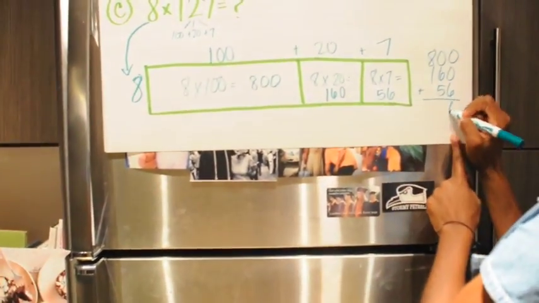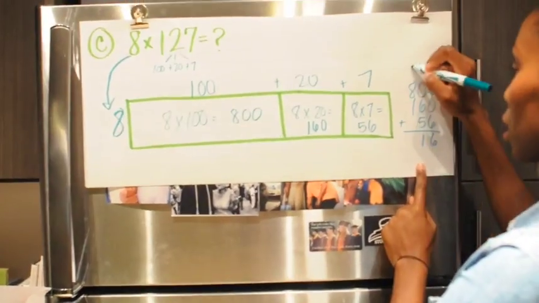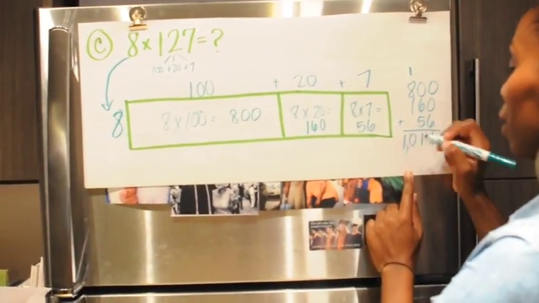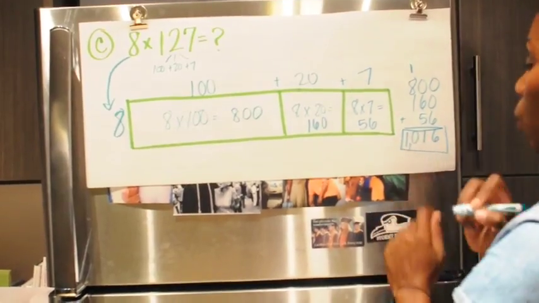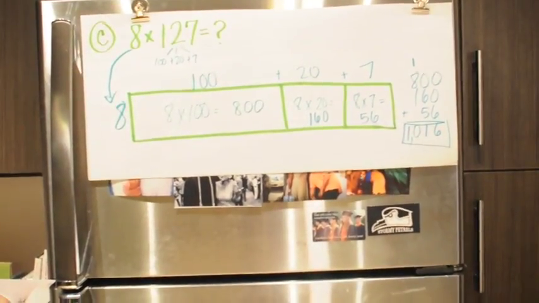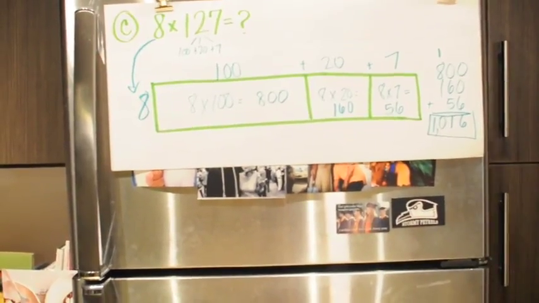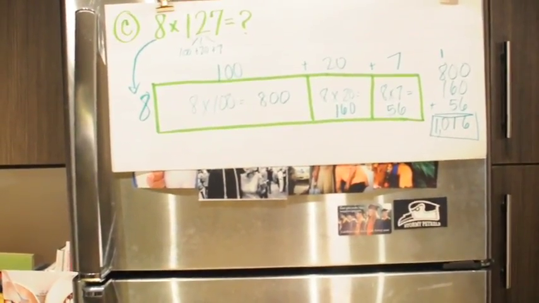0 plus 0 plus 6 is 6. 6 plus 5 is 11. Carry my 1. 1 plus 8 plus 1 is 10. Therefore, my answer is 1016. If you didn't do it along with me, I'm going to give you a moment to transfer your answer.